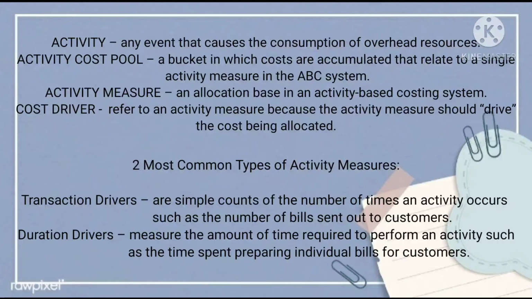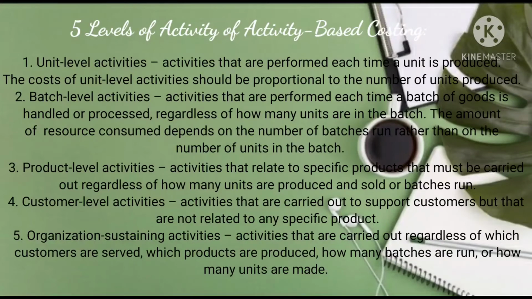Traditional cost systems rely exclusively on allocation bases that are driven by the volume of production. On the other hand, activity-based costing defines five levels of activity. First is the unit-level activities: activities that are performed each time a unit is produced. The cost of unit-level activities should be proportional to the number of units produced.